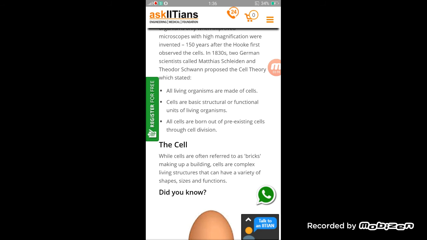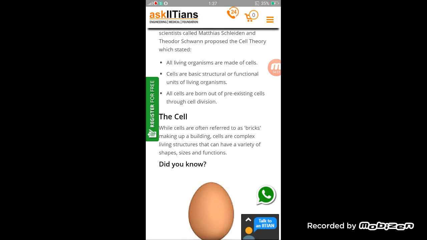So 150 years after Hooke first observed the cells, in the 1830s, two German scientists, Matthias Schleiden and Theodor Schwann, proposed the cell theory. You can note this point also, it is very important from the point of view of objective questions. So which two scientists proposed the cell theory? Schwann and Schleiden. And what did the cell theory state? Which is given below in 3 points.